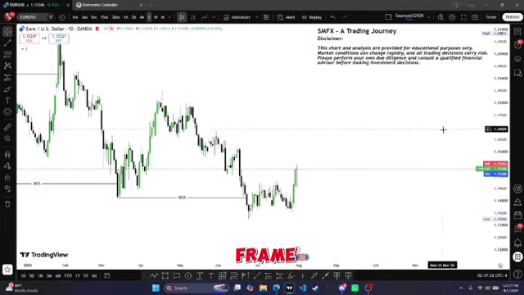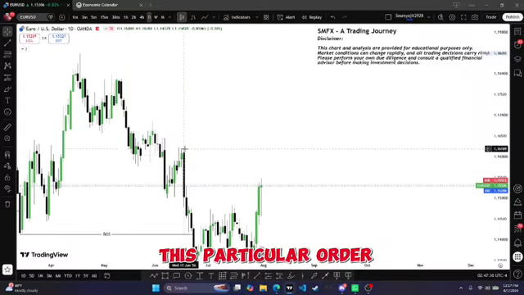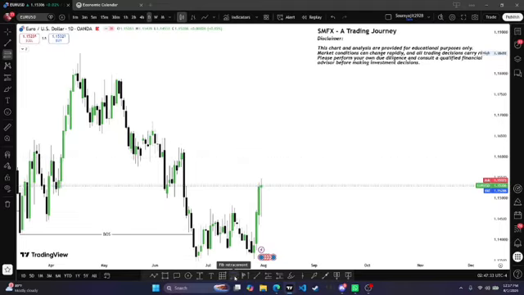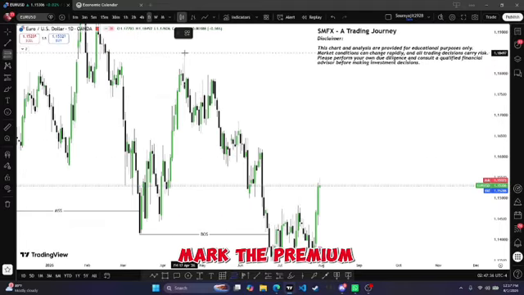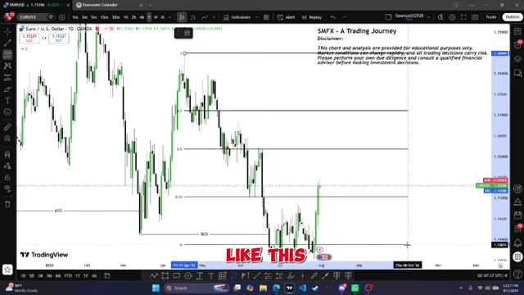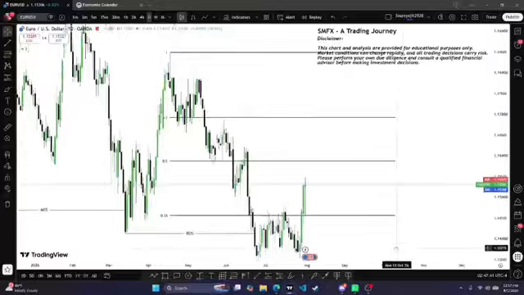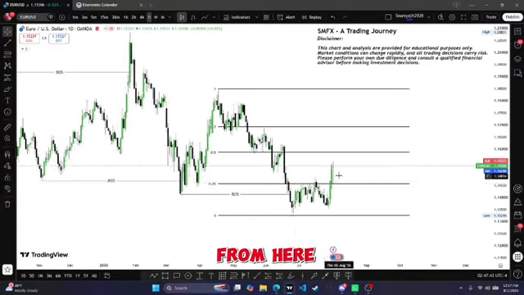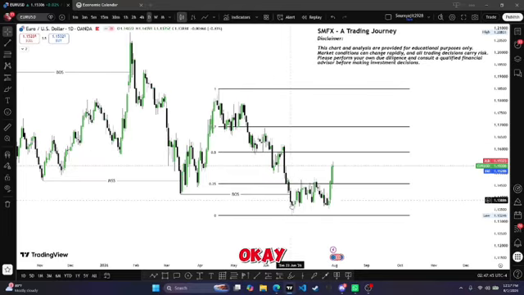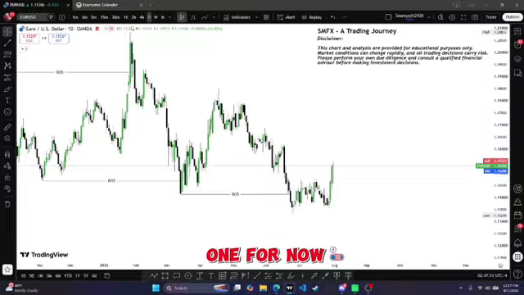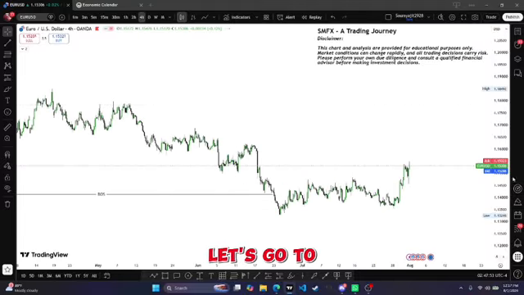On the daily time frame, there is nothing much other than this particular order block over here. And if we mark the premium and discount, then it will be like this. Or you can also mark it from here, but this will be 4 hours late. All right, so I'm removing this one for now. Okay, so let's go to 4 hours.